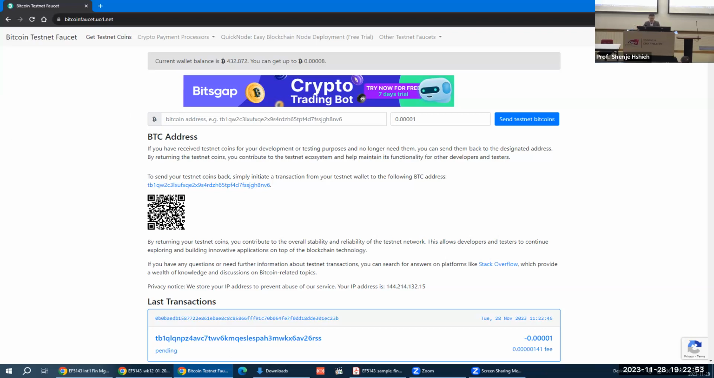Okay, so I will send myself some Bitcoin. So let me show you. Here it says I can send myself up to 0.00008 units of Bitcoin. Cool. And I'm going to type in my testnet address. So once you create a wallet, you'll get a testnet Bitcoin address. And I'm going to find it here.